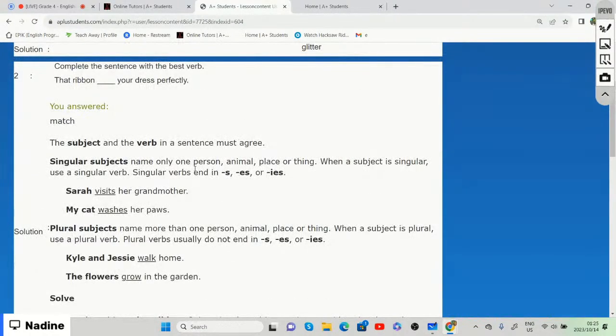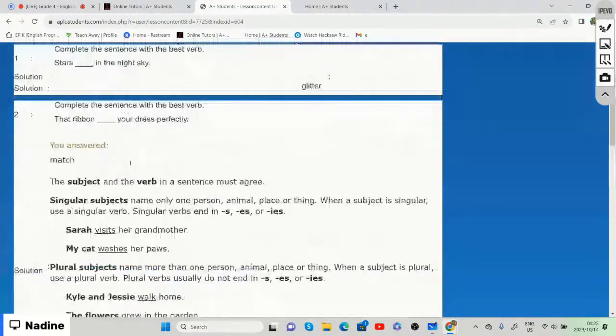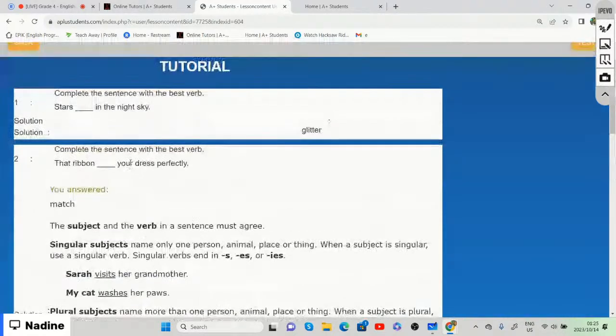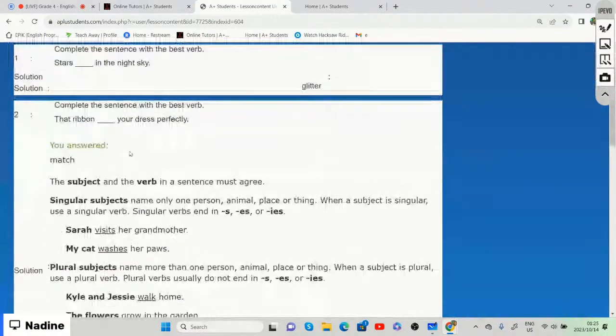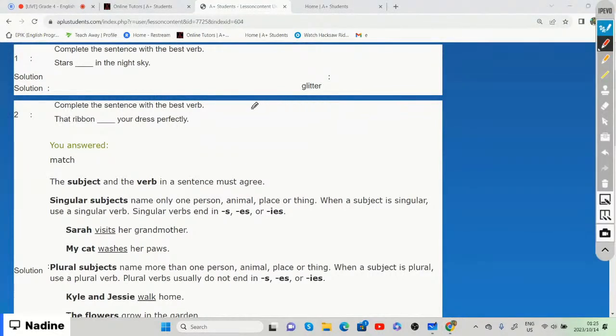All right, so now we're going on to the activity. That ribbon, do we say it match or it matches your dress perfectly? So does it match or matches? We need to choose one of these two.